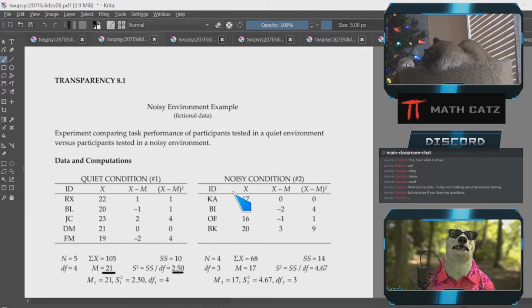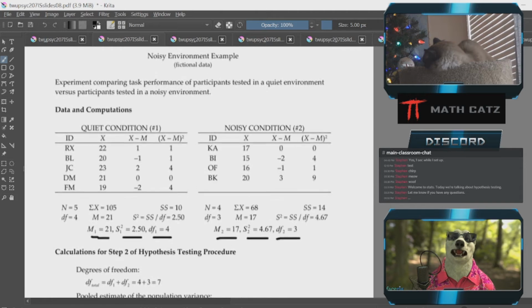And for the noisy group, we get the lines over here. Mean 1, this is group 1. Variance 1. Degrees of freedom 1. And then we do the same. The mean scores for group 2, variance for group 2, degrees of freedom for group 2, 3 because there are only 4 in the sample. Now we want to pool these together.